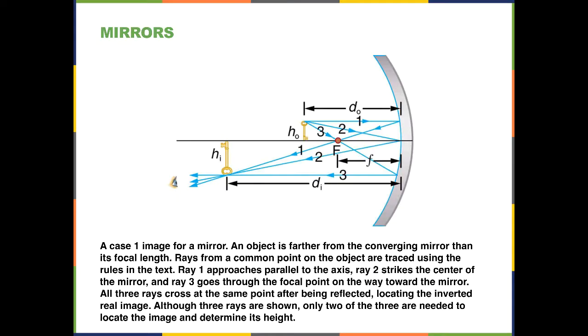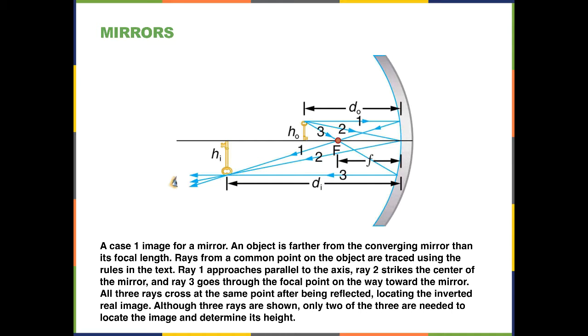Now, there are several cases that we can talk about in terms of what happens with mirrors. In the first case, if the object is beyond the focal length, so it's farther from a converging mirror than the focal length, then this is what you'll always get. You'll get an image that's even farther away from the focal length. It will be inverted and magnified, just like it's shown here.